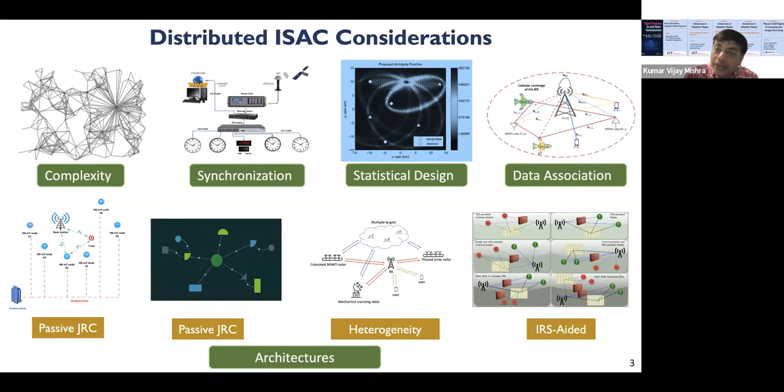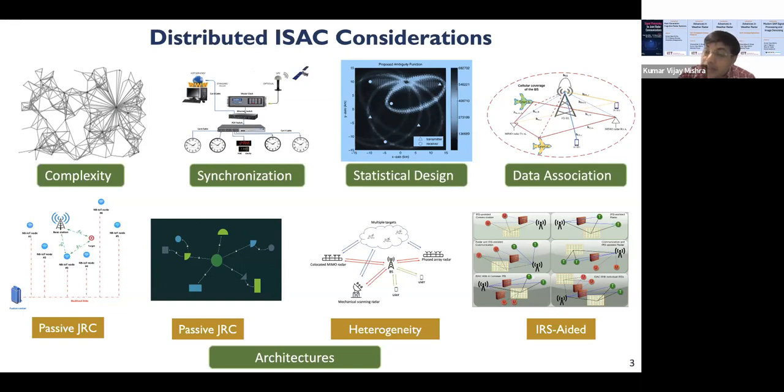Apart from this, the target channel for radar also becomes statistical. As we mentioned, the radar cross-section, when we model it, especially when we are looking into signal processing, is modeled as a random variable for the distributed radar, and the algorithms that we want to develop will be based on this random model.